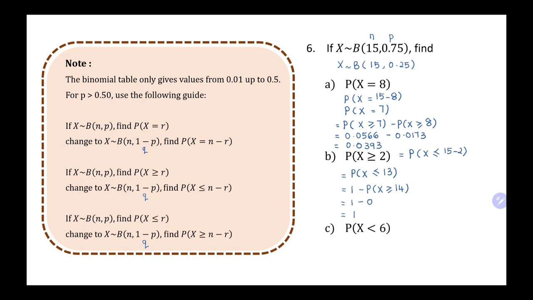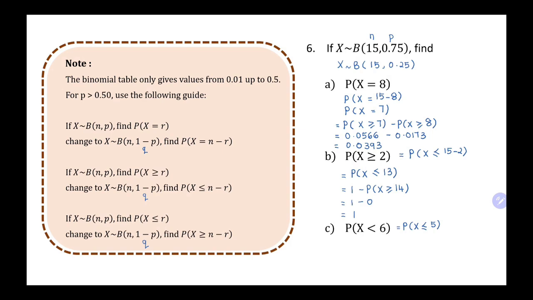And last question, we have P(x less than 6). From the guideline, kita tak ada pun sign less than. Kita hanya ada sign less than equal sahaja. So kita perlu tukar dulu dalam bentuk sign less than equal. P(x less than 6) bermaksud 6 ke bawah, tidak termasuk 6. So maksudnya 5 ke bawah lah. 5 dan ke bawah.